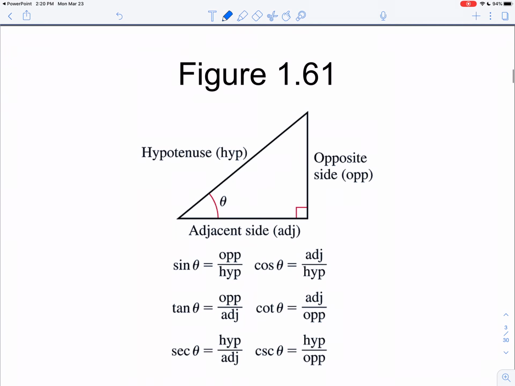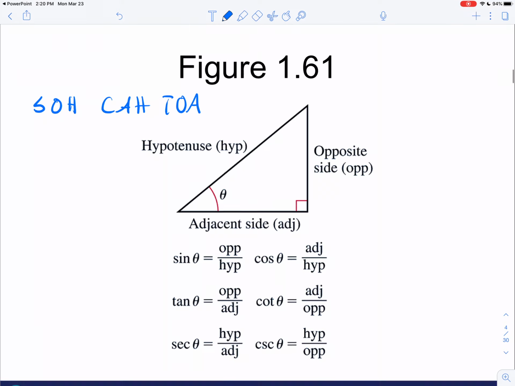Then we had right triangle trigonometry. This is SOHCAHTOA. Sine is opposite over hypotenuse. Cosine is adjacent over hypotenuse, and tan is opposite over adjacent. The reciprocal of tan is cotan, the reciprocal of cosine is secant, and the reciprocal of sine is cosecant. You should know this from pre-calculus.